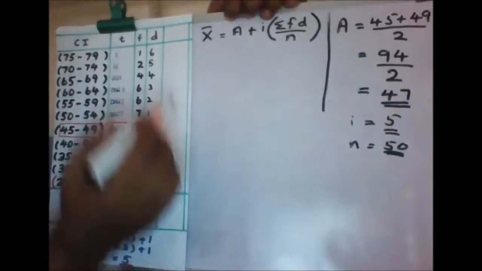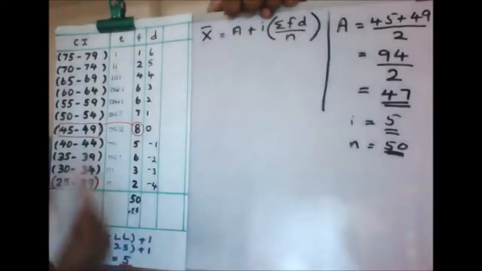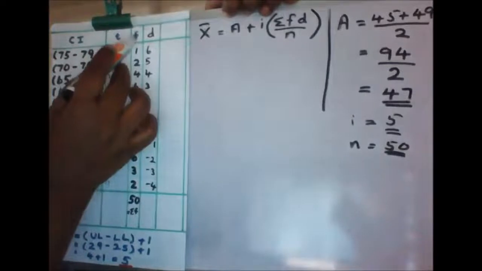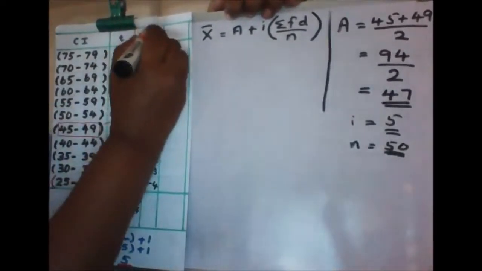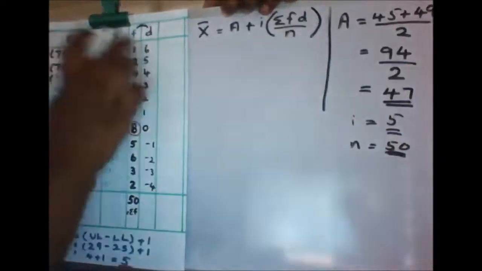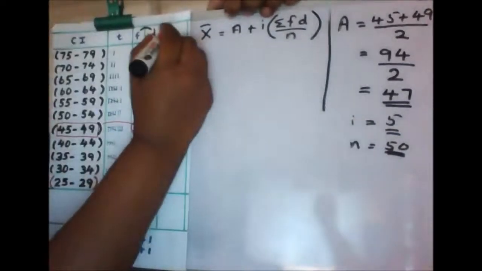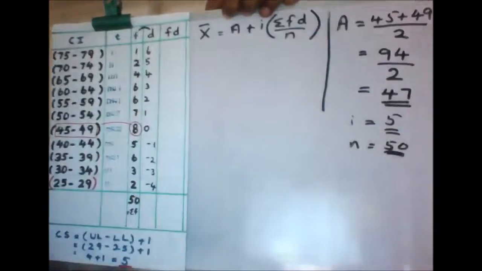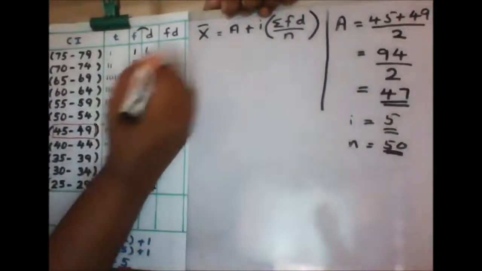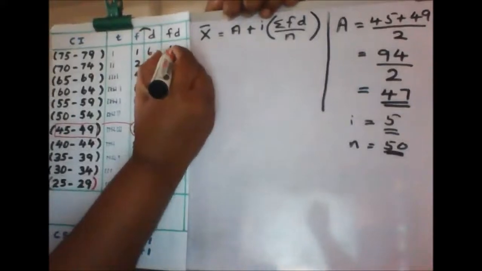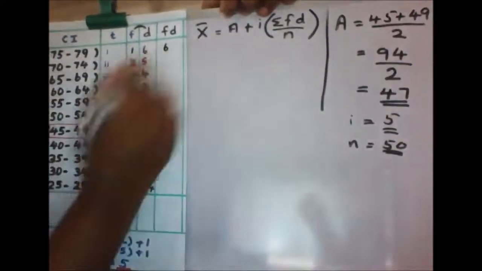Do we have to get the summation D here? No. We have to get summation FD. So we have F, we have D, but we need FD. How can we get this FD? We have to multiply these two columns. That is our FD column. Right? We will multiply now. 1 into 6. Put this 6 here, a little bit away from the line.